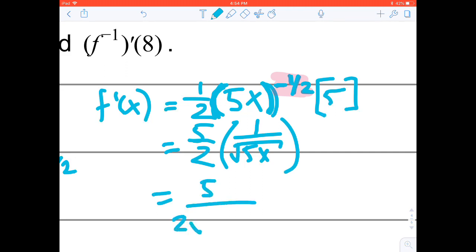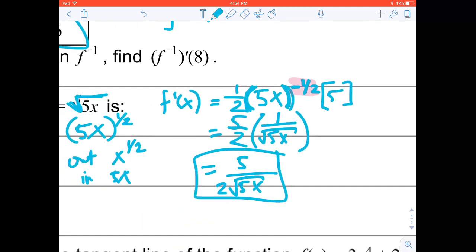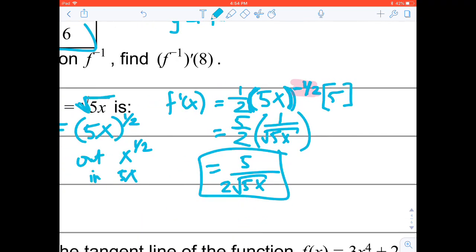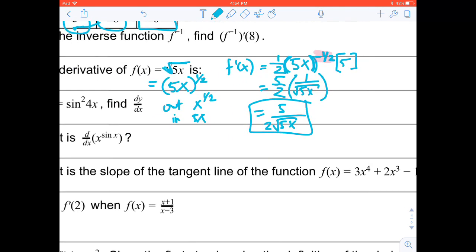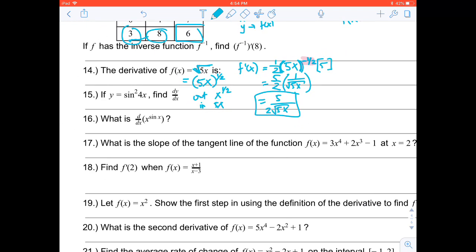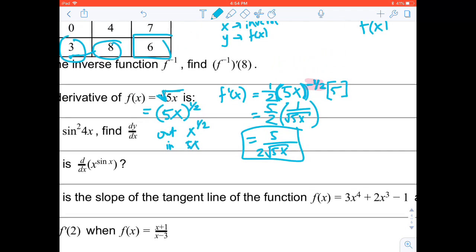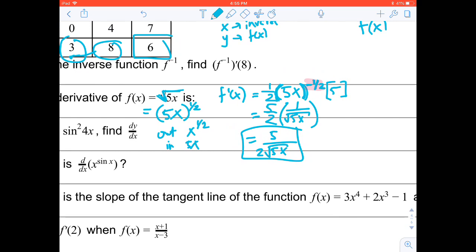Put it all in one fraction and it simplifies to 5/2 root 5x. That is our lovely chain rule. One example of it. 15 is an even better example of our chain rule.